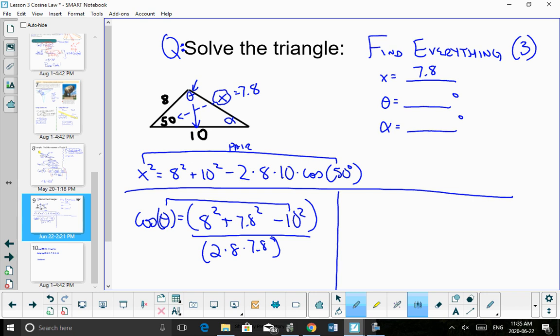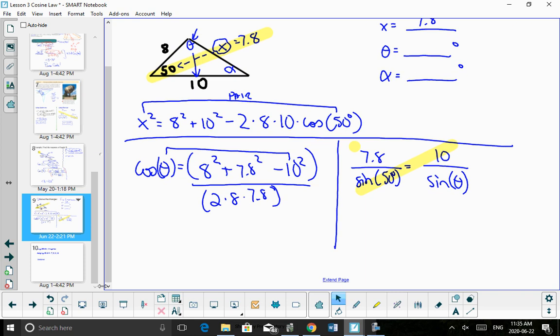The other option is to switch over to sine law. The reason you could switch to sine law is that now you have a full pair. So you could go full pair and then half pair: 10 over sine theta. What I would do here is cross multiply and then divide by the 7.8. It doesn't matter how you do it. I'll do it both ways so you can see on the calculator.